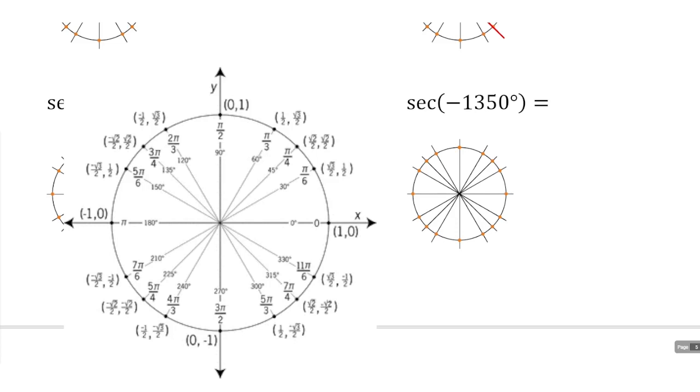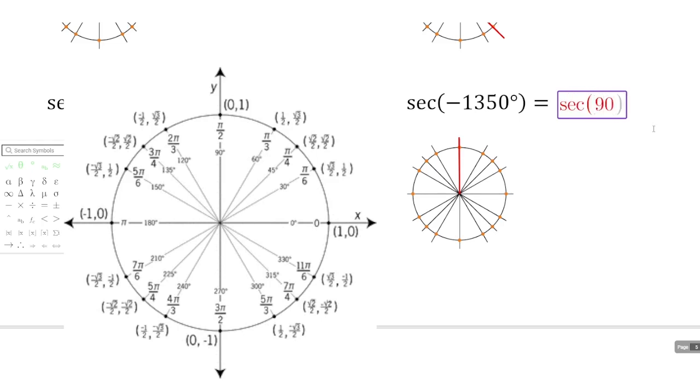Oh, hold up. Nope. I pressed the wrong button on here. Okay, I'm just going to start over here. What was it? Negative 1,350. I'm going to add 360 once, twice, 3 times, 4 times. If I add 360 4 times, in other words, if I do 4 positive revolutions, that's going to take me to a coterminal angle of 90 degrees. So secant of negative 1,350 degrees is equal to the secant of positive 90 degrees.